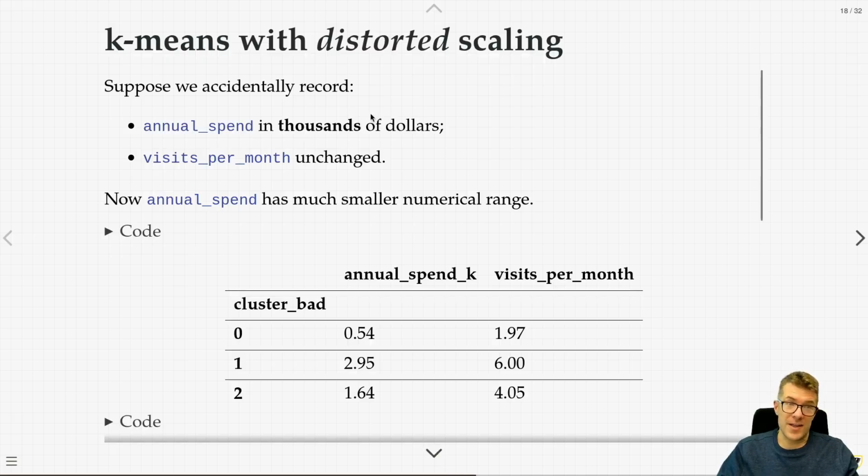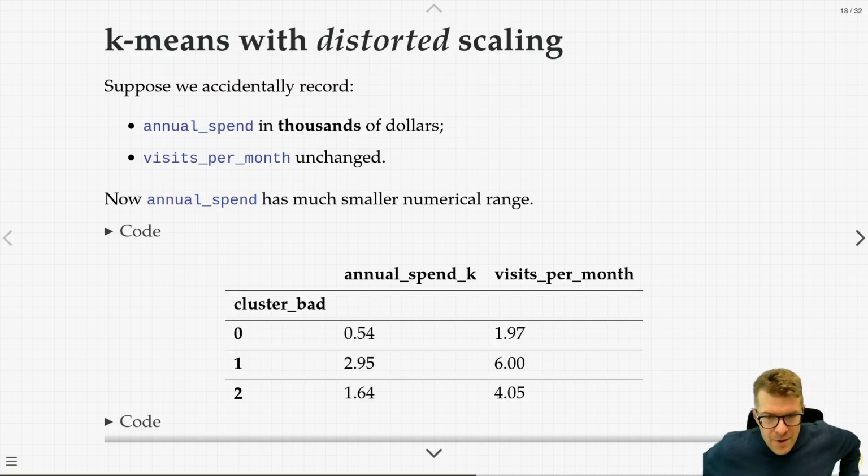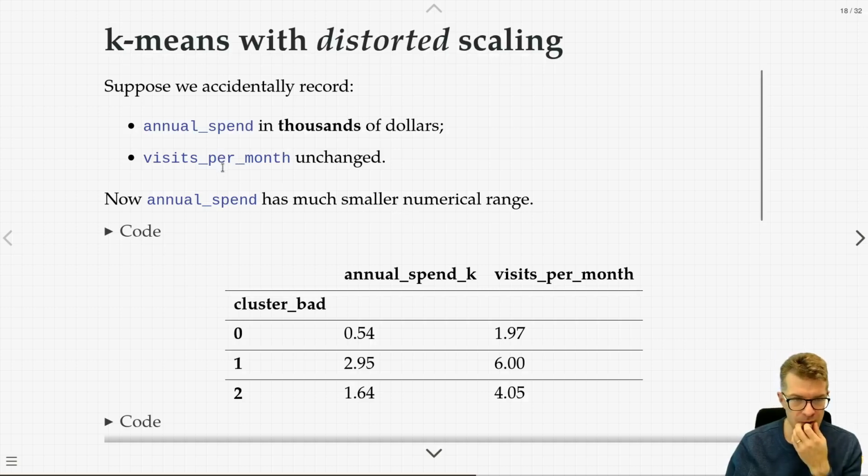So let's distort the scaling a little bit. Imagine you do something very common, which is to say, all of the data for spend is in thousands of dollars. Why am I using raw dollars here? Maybe I should be simplifying things and converting raw dollars to thousands of dollars.